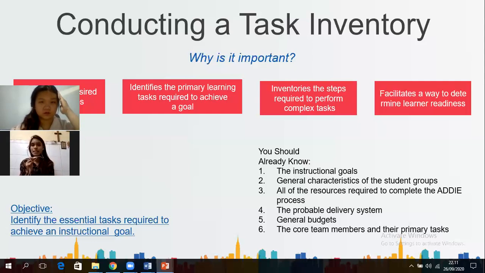So the purpose of conducting a task inventory is to identify the essential tasks required to achieve an instructional goal. It's to identify the proper tasks that we have to use for our students in order for the students to achieve the instructional goal.